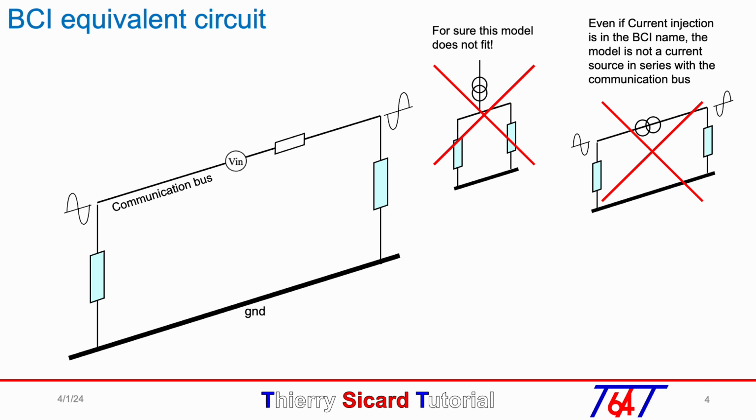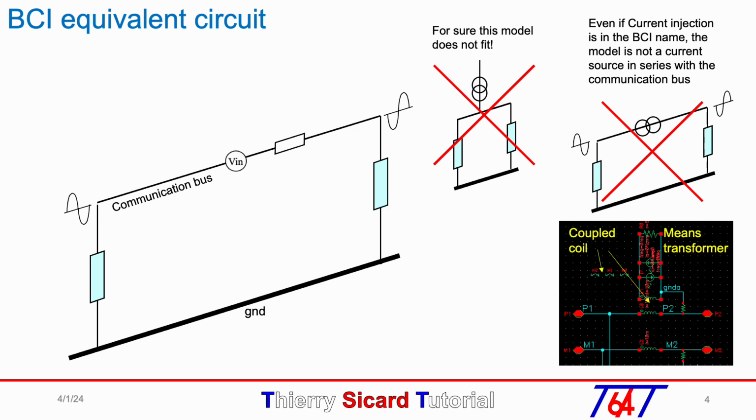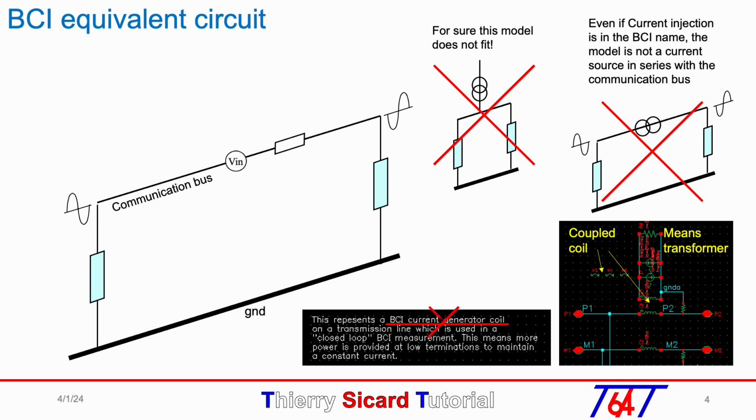But this is wrong for sure because it is easy to measure on the lab bench that both termination signals are in opposite phase. A third example shows a good schematic with coils coupled to make a transformer, but with a wrong comment with the phrase BCI current generator coil, as we assume that a coil can be equivalent to a current source. The assumption is right, except when the coil is part of the transformer. In this case, the coil can be replaced by a source voltage.